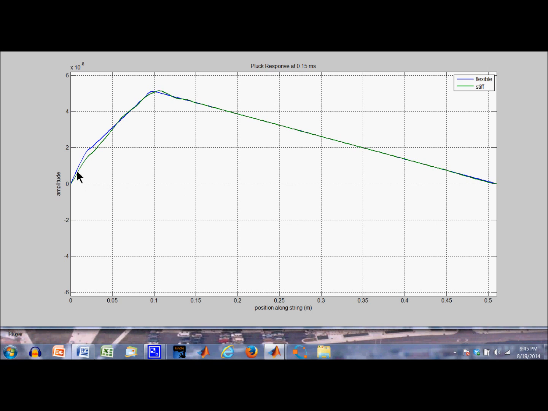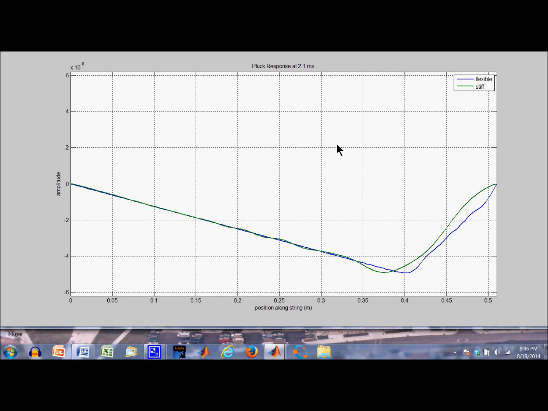Right away, you can see there's a difference in the stiff. It does not have as many sharp turns as the flexible. In other words, it comes up and turns the corner smoothly. It turns the corner down here a little bit differently. Here's 0.3 milliseconds. Once again, you see the stiff is coming out and turning corners. It has a little undulation there. The flexible is coming up and turning the corner sharply, relatively speaking.